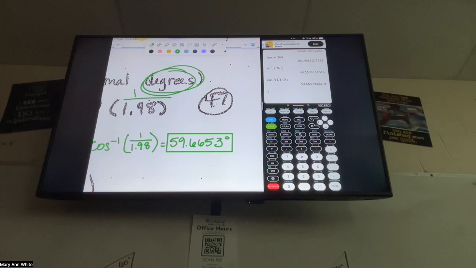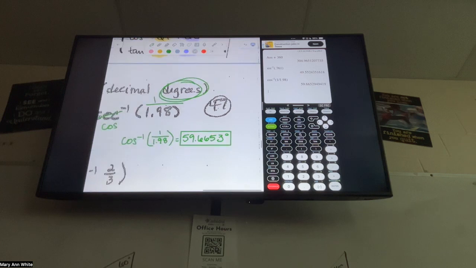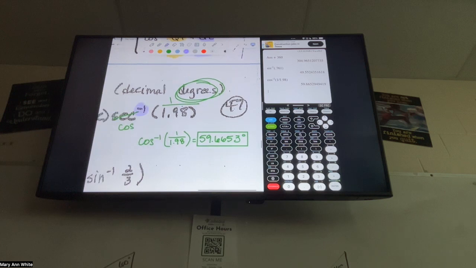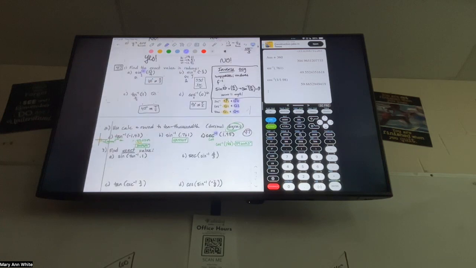Yeah. So anytime we go from secant, we have to flip the ratio. It only happens here because we have the secant to the negative first. So when we're doing inverse of secant or cosecant or cotangent, we need to flip the ratio, not flip the trig function. When we have normal secant, then we flip the trig function. Here we flip the ratio. And we'll actually do an example of that in a second. I'll show you when we flip that.